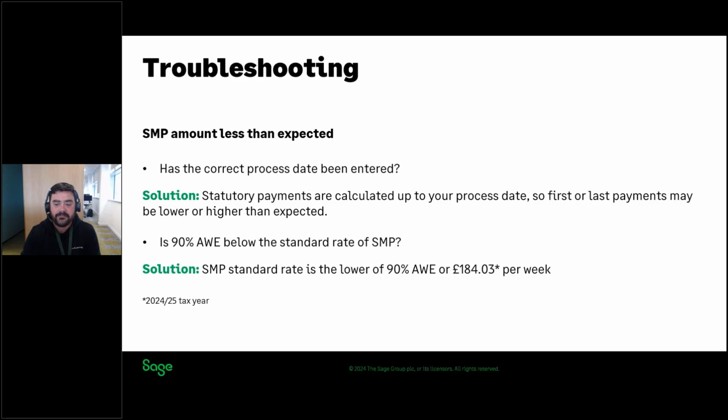And another reason why it might be lower than expected when it comes to the standard rate of SMP is if 90% of average weekly earnings is lower than the standard amount. So the higher rate is 90% of average weekly earnings. The standard rate is 184.03 per week, or 90% of average earnings if that's lower. So if the rate has stayed the same and it's less than 184.03, that is the reason why.